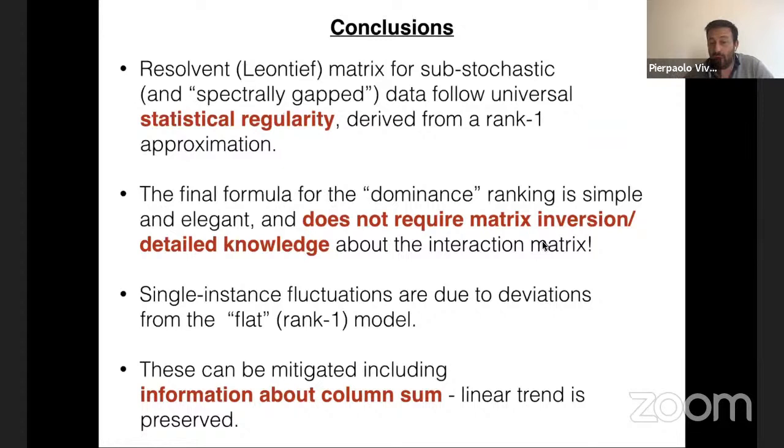Deviations or fluctuations around this flat model are due to deviations from the rank one model. And these fluctuations can be mitigated, can be reduced, by including information about column sums, not just row sums.